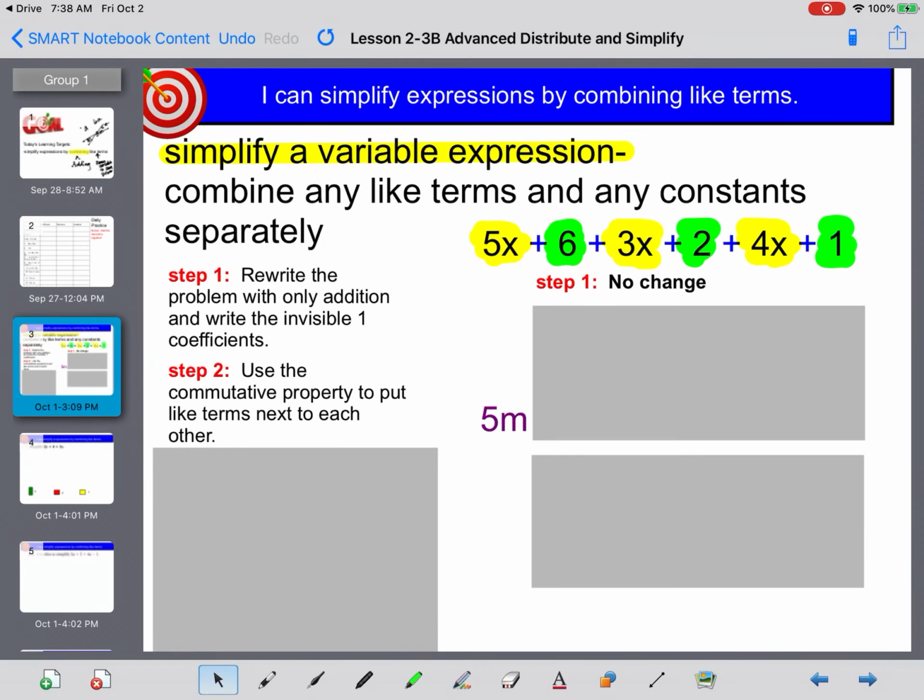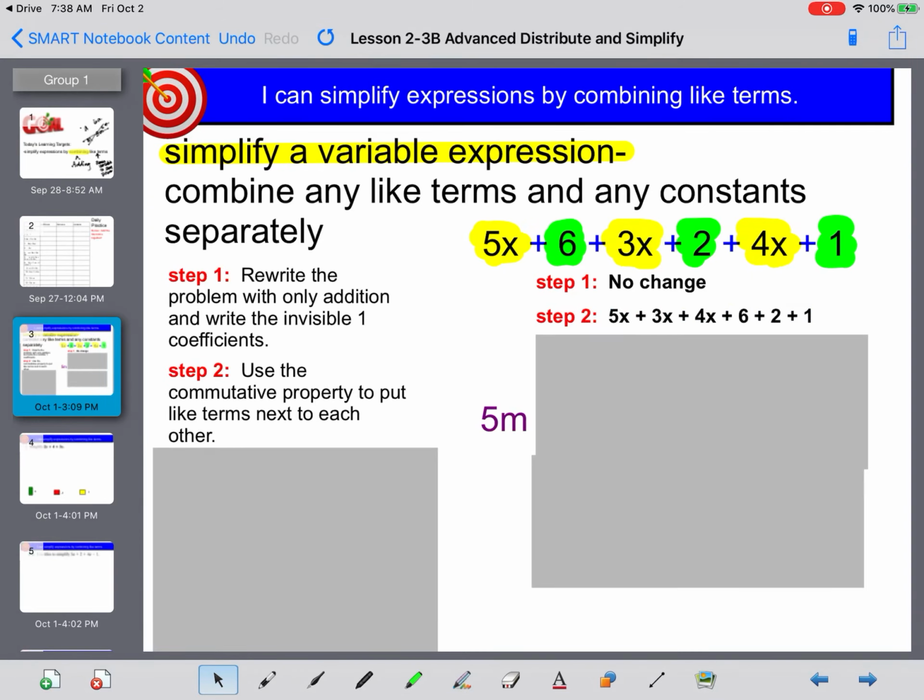So I am now going to shuffle these so that all of my x values are together and all of my constants are together. And that looks like this. There are my constants. And these are the x's.